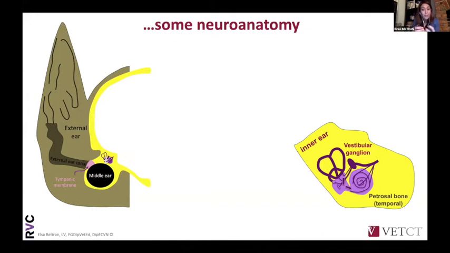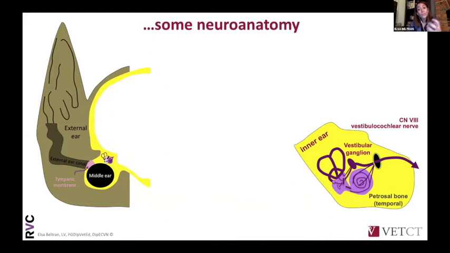And the inner ear is inside a bone, and that bone is the petrosal bone, which is part of the temporal bone. Those receptors make the peripheral nerve, the axon, that is going to become the vestibular nerve. And the vestibular nerve is also joined by the cochlear nerve, which is the one in charge of hearing. Together, these two sensory systems form the vestibulocochlear nerve. And that is what we call the peripheral vestibular.